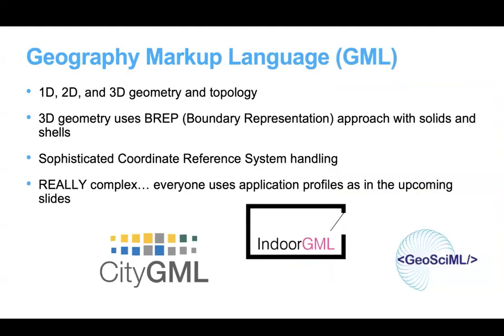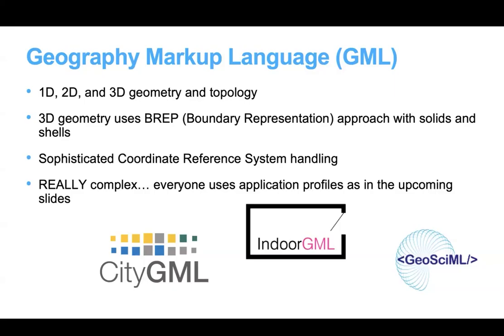The far more complicated model that we have is something referred to as a geography markup language. So this is an XML-based representation of all types of geometries, 1D, 2D, 3D, and their topology. So understanding objects that are adjacent to each other or intersect each other, et cetera. A BREP approach to any of the 3D geometry, very, very sophisticated handling of coordinate reference systems, which will be important in a moment. But like I noted, it's very, very complex.